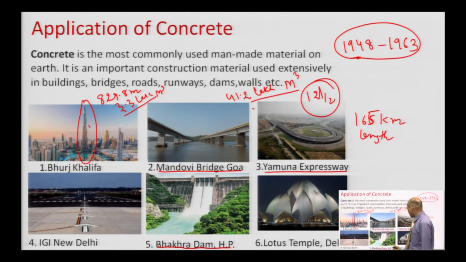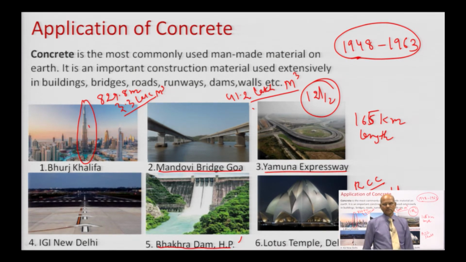The sixth example is the Lotus Temple. This is a latest modern contemporary structure, an RCC shell structure, and it has also been made in concrete. So there are numerous examples of using concrete as a construction material. After water, concrete is the material which is used the most in the world.